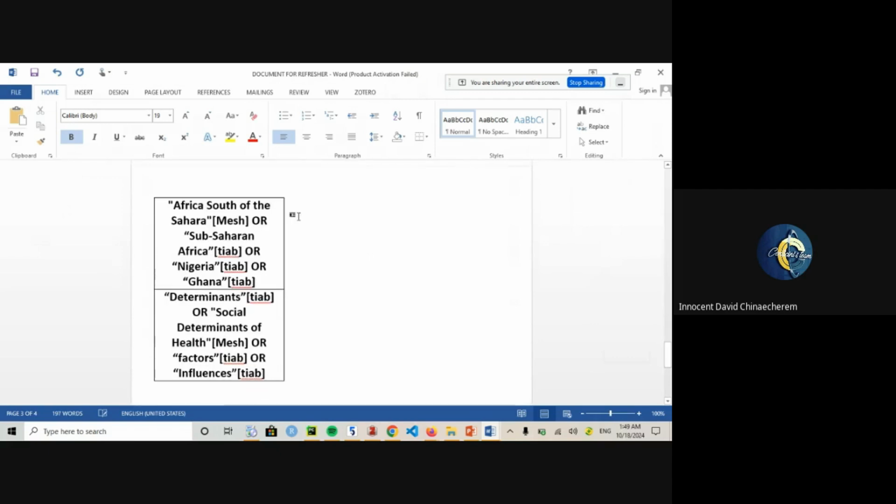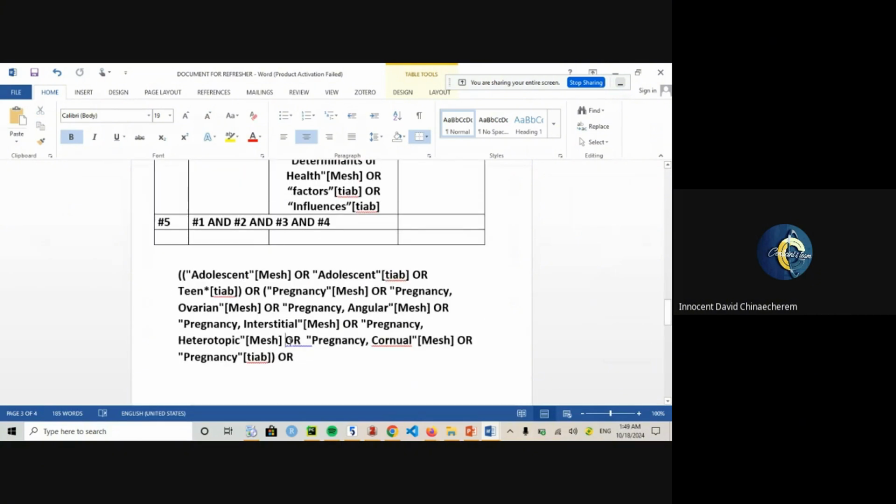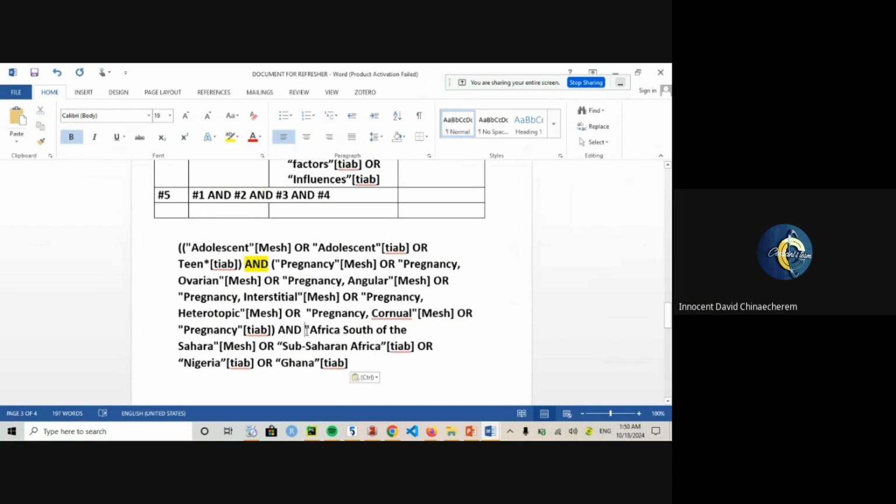So we'll pick up the next term. Got it. Oh, sorry. We should be separating with the AND operator, not the "and". So this is where adolescent ended, so let me color that yellow. Pregnancy. So this is searching with our full terms.